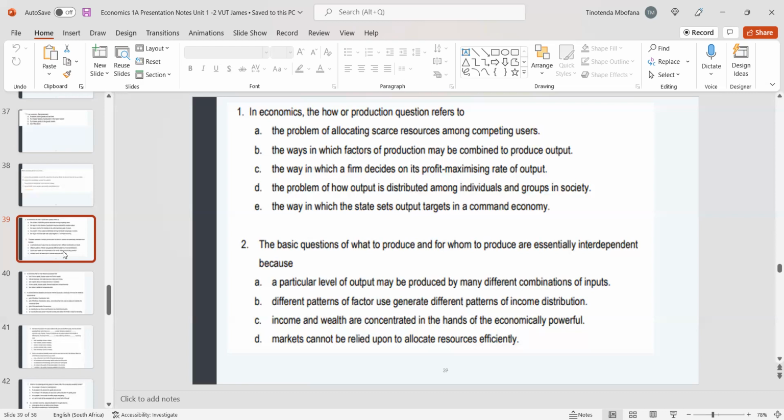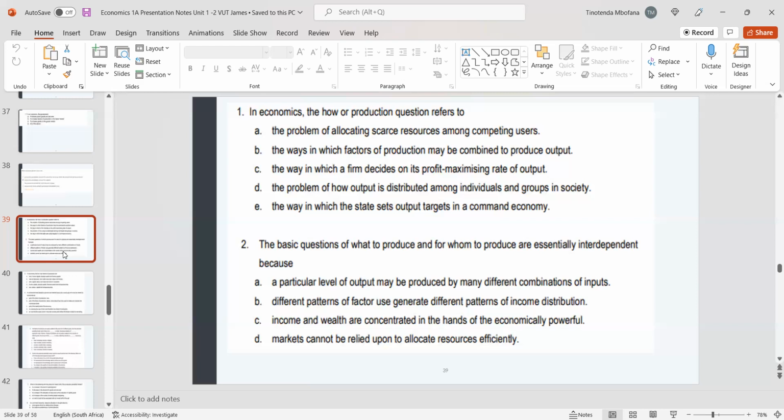So our answer is B. A is almost correct, but you'll find that A is incorrect because of the last sentence where it says competing users. If it was competing uses, then it was correct. But competing users is now more of a for whom than a how. When you're talking about how, we're talking about the output. How do we produce the output given the specific factors of production that we have as an economy?